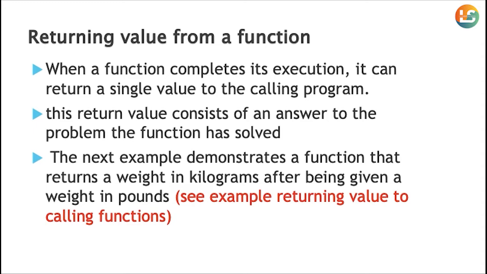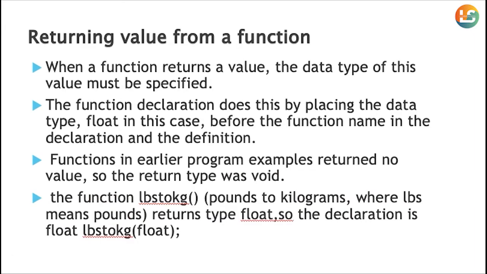When a function returns a value, the data type of this value must be specified. The function declaration does this by placing the data type, float in this case, before the function name. Functions in the earlier program examples returned no value, so the return type was void. The function lbs_to_kg, where lbs means pounds, has return type float, so the declaration will be float lbs_to_kg(float).